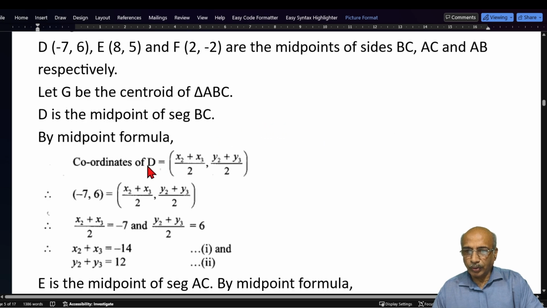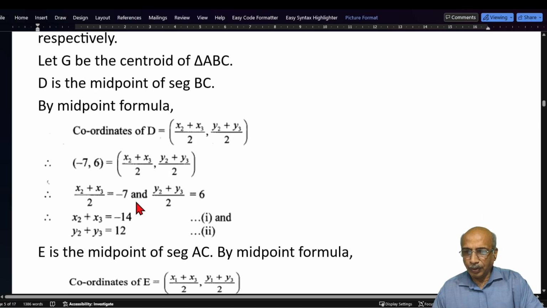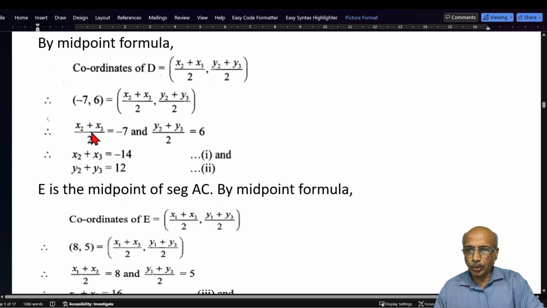So the coordinates of D equal (x2 + x3)/2, (y2 + y3)/2. Substitute the values and simplify. Here you will get the coordinates of D as (-7, 6). Therefore, (x2 + x3)/2 will be -7 and (y2 + y3)/2 will be 6. By cross multiplication, you will get x2 + x3 = -14, and y2 + y3 = 12.